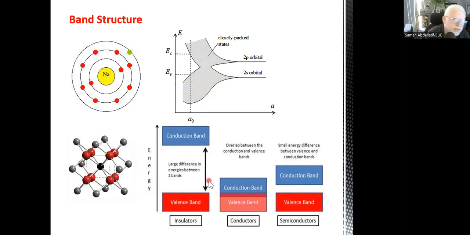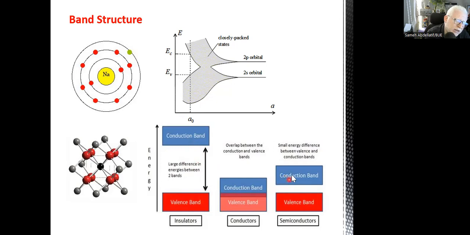Alternatively, the other extreme can be demonstrated in insulators or dielectric materials, where the gap between the valency band and the conduction band is very high. So whatever energy you give to the valency electrons here, they will not be able to transfer to the conduction band, and they will not be able to become free electrons. That's why they are insulators.